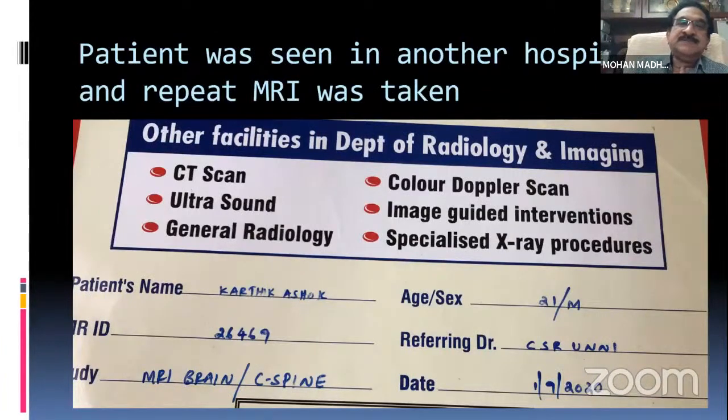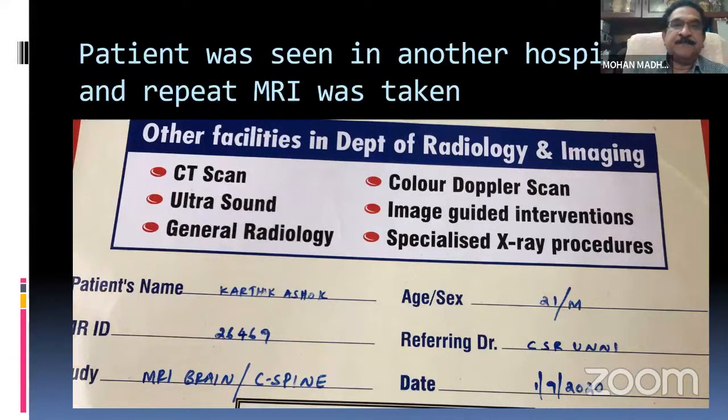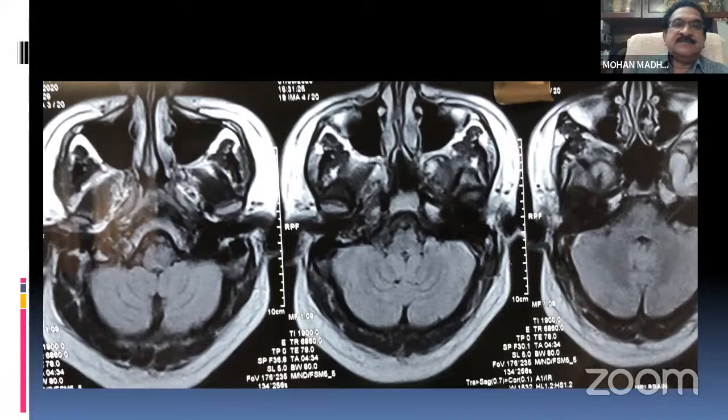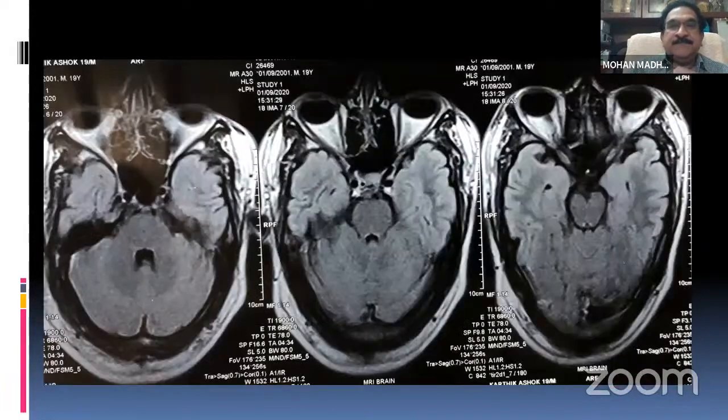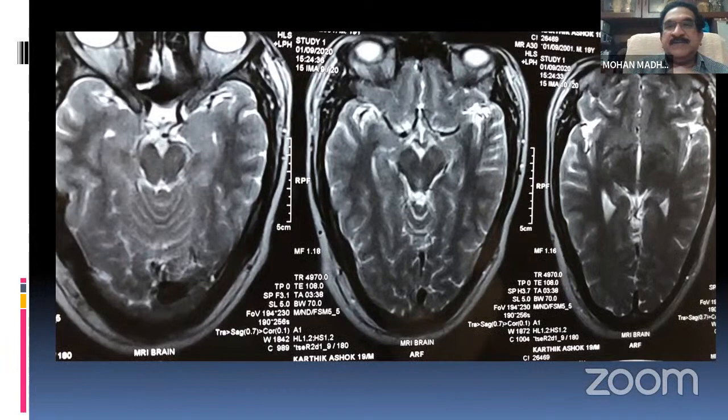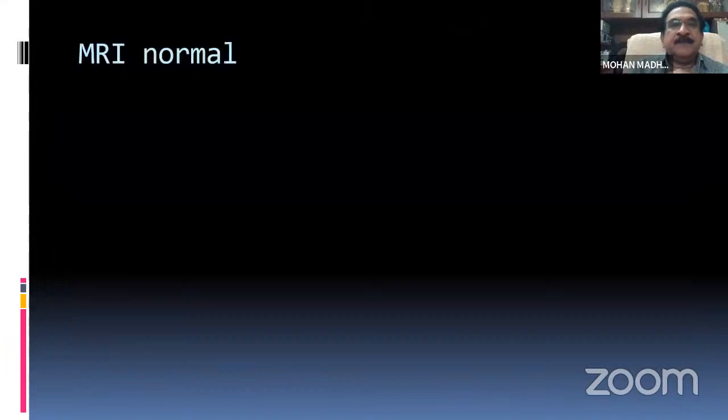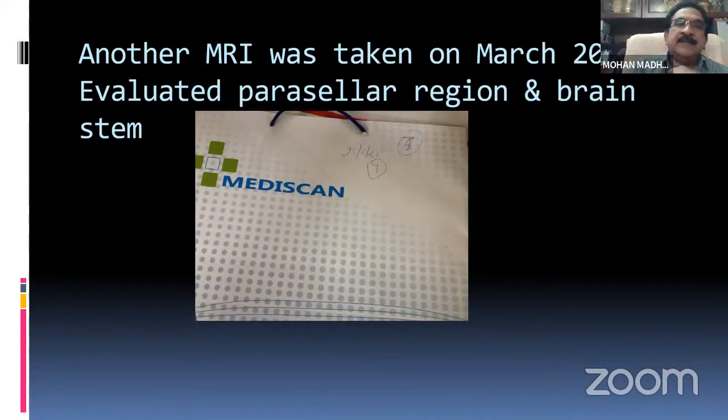Then the patient was seen in another hospital and a repeat MRI was taken in 9/2020. Okay, about 6 months later. This is the MRI taken there, again axial sequence, no abnormality. Pons, medulla normal. This is axial. MRI normal. And another MRI was taken in March 2021. That is again about 4 months later.